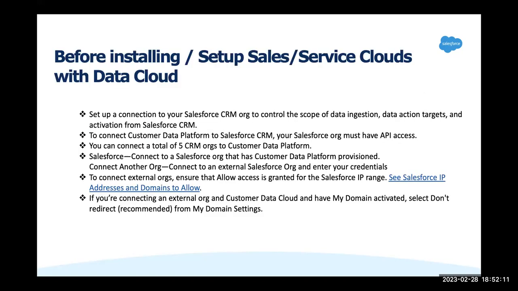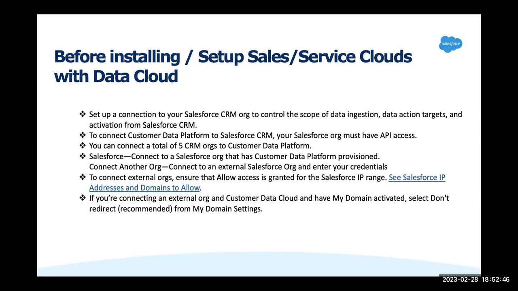When it comes to installing Sales and Service Clouds, why you're connecting this is always to manage and control the scope of your data ingestion, data action targets, and activation from Salesforce CRM. So within the Salesforce CRM, when you're connecting Customer Data Platform to any Salesforce CRM org, you must have API access. If your org doesn't have API access for the corresponding user that you're trying to connect, then you can't connect Customer Data Cloud. And as I said, you can connect a total of 5 CRM orgs to a Customer Data Cloud.